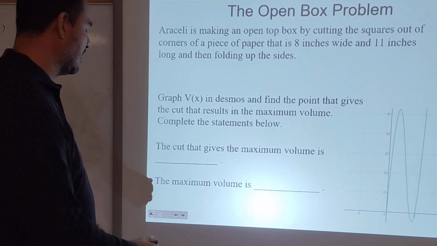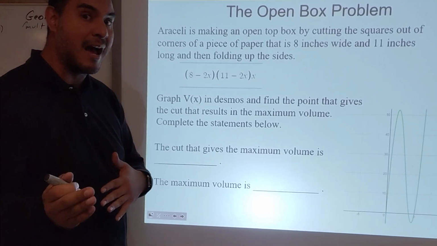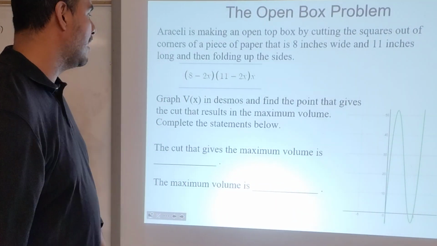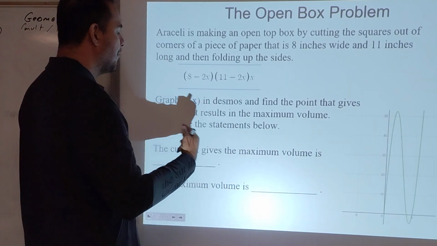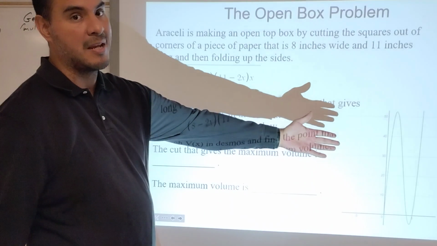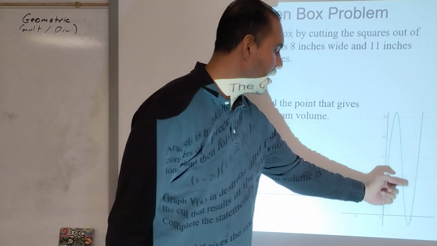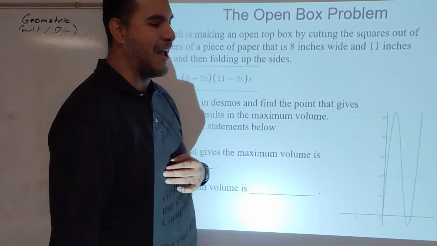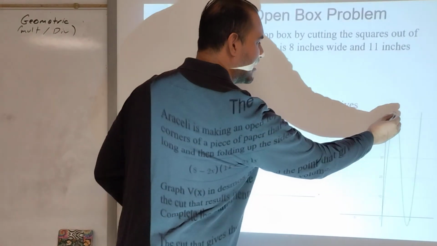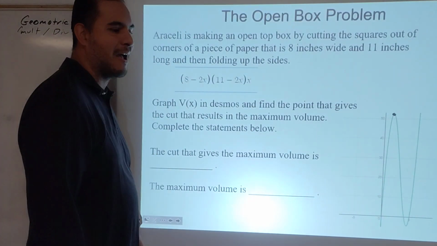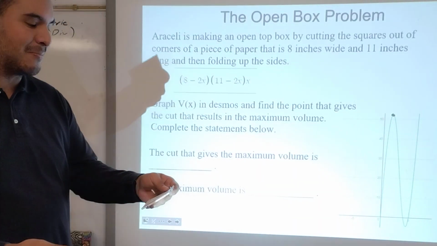Now that we have the function, we're going to go ahead and take that function, plug it into Desmos in order to find the cut that results in the maximum volume. So we're going to take 8 minus 2x times 11 minus 2x times x, put it into Desmos, and you're going to create some kind of graph like this. You're going to see that it's going to go up, hit some maximum point, come back down, and then go back up. And once we do that, you're going to click on this point to find the maximum, the cut that gives us the maximum volume and the maximum volume.